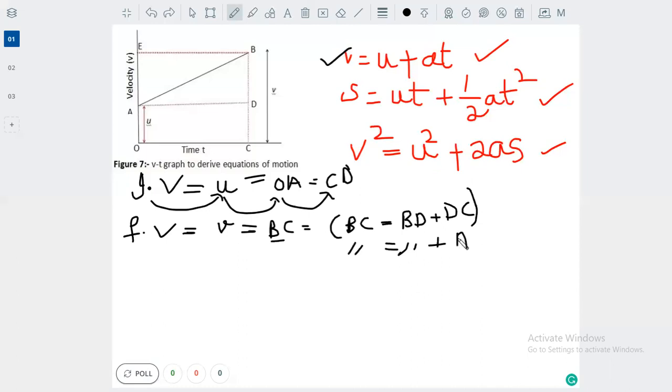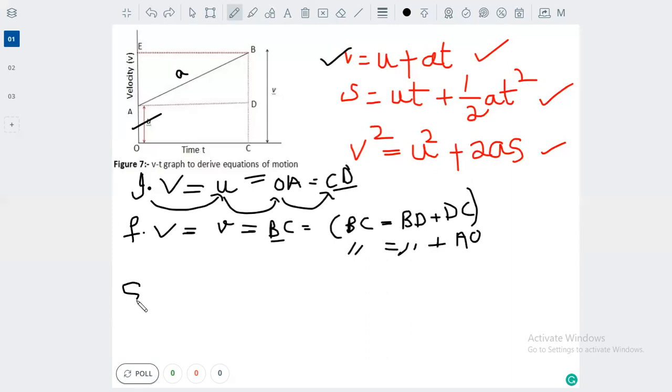We can also write AO in place of DC. Why? Because I have already said during the initial velocity that OA is equal to CD because both are parallel. So BD plus DC is equal to BC, and in place of DC we can substitute AO, because AO is equal to DC, both being parallel in nature. So that is one thing. And after this, the slope. I said in the beginning that slope is acceleration.